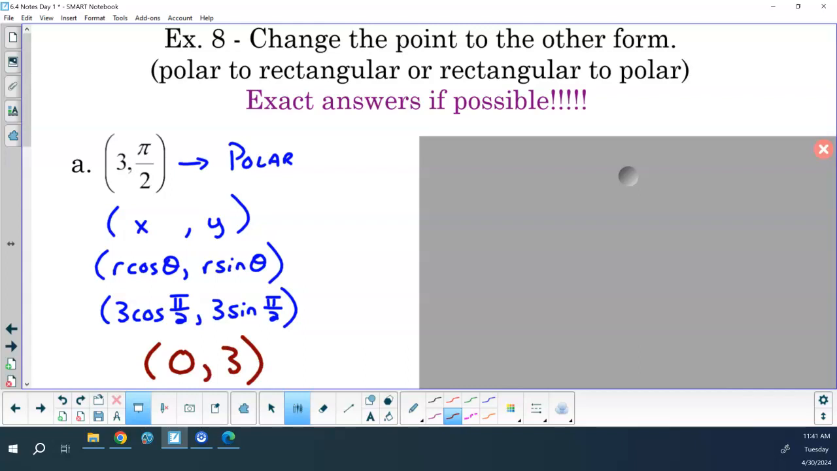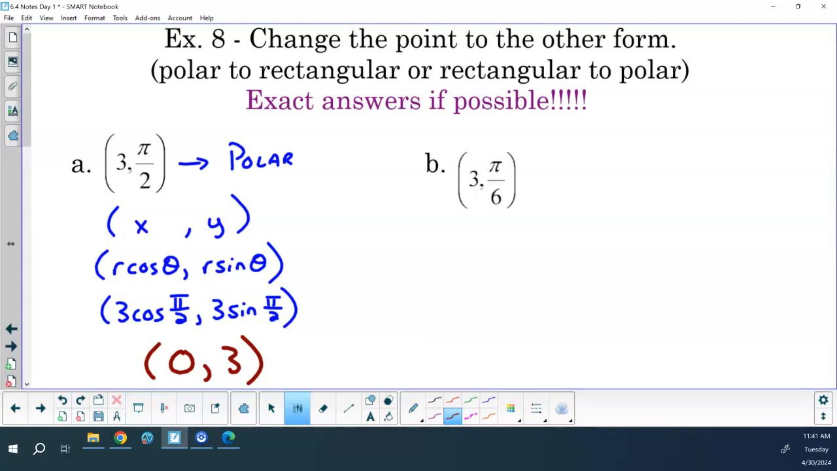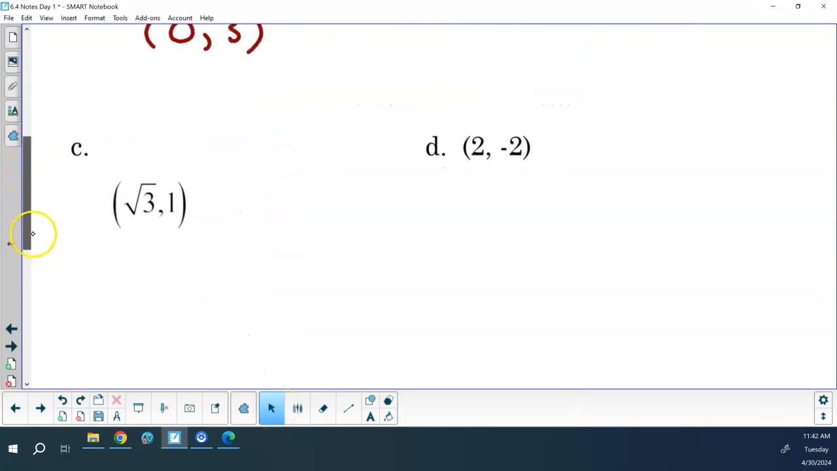Which makes sense on a polar graph. Pi over 2 is straight up 3 rings. So I'm 3 units up, which means I'm at 0, comma 3. Let's do C.